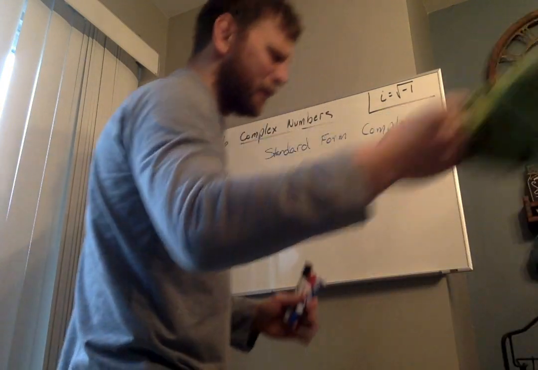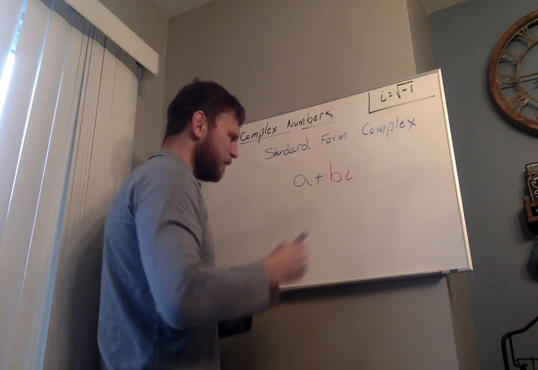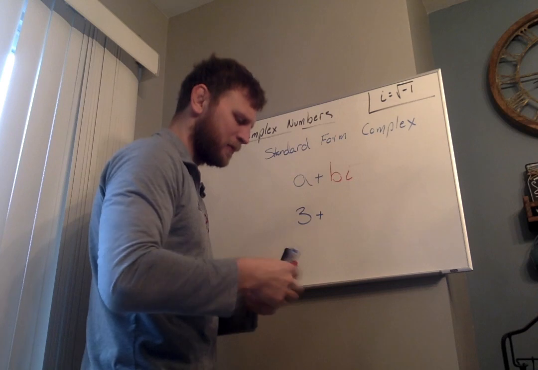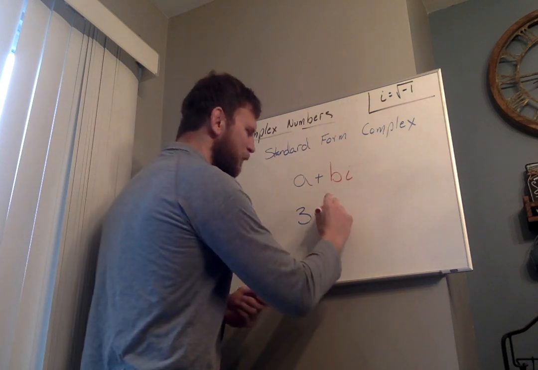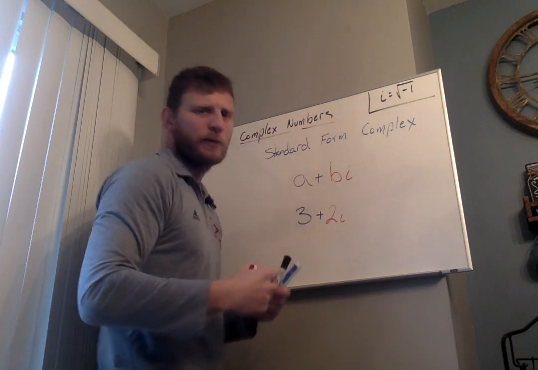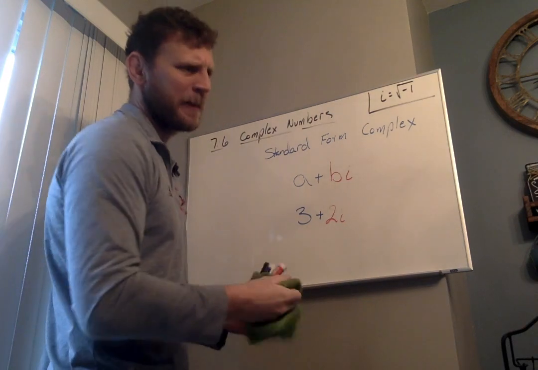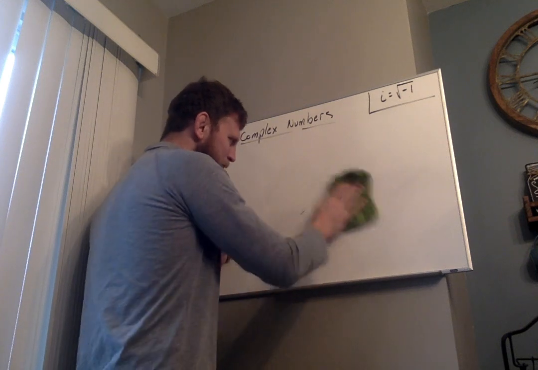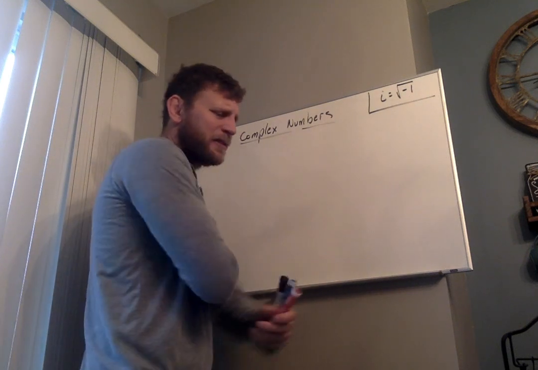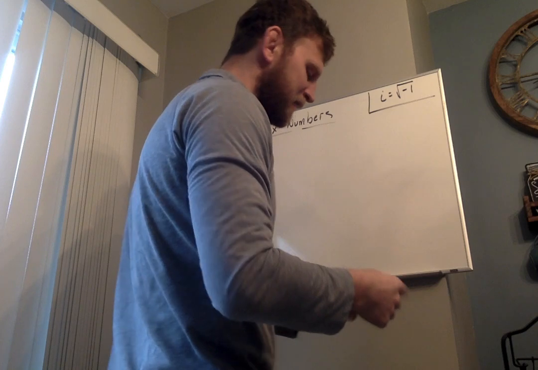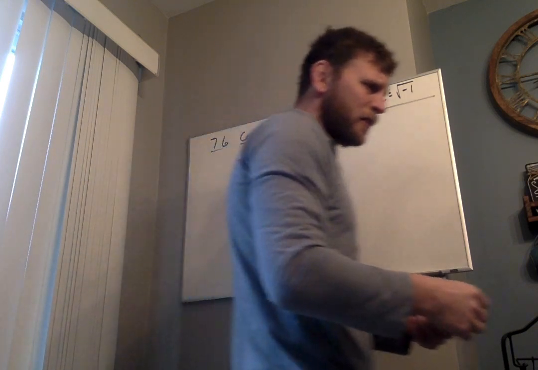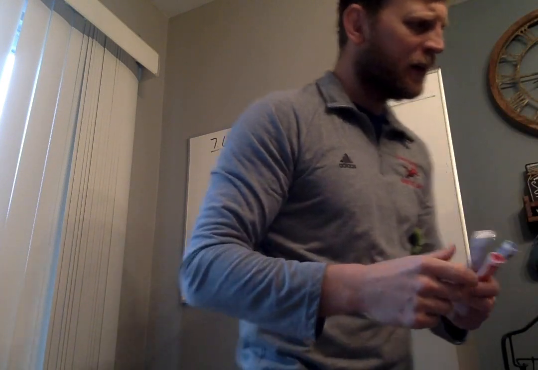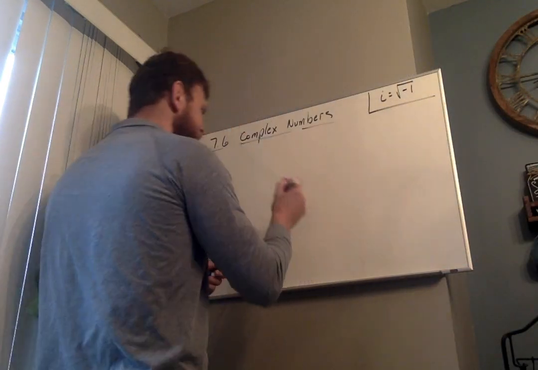So an example of that would be something like 3 plus 2i, or it could be 3 minus 2i. So why do we need to know that? Well, on the SATs or any high stakes test, they're going to have a question like this.